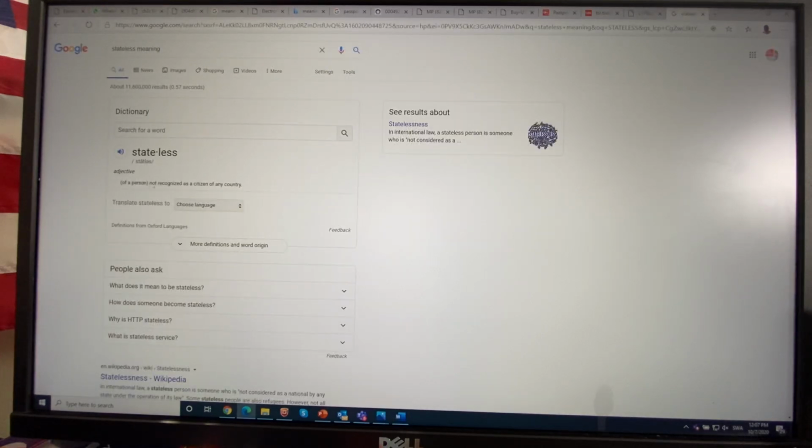Stateless, a person not recognized as a citizen of any country in this world. That is the person who is stateless. So if you are a citizen of your country, you are Kenyan, you are from Liberia, you are from Sierra Leone, you are from Somalia, you are from Canada, you are from Afghanistan, you are from Argentina, you are from Thailand, whatever country you are from, you are not stateless. If you are a citizen of another country, you belong to another country.